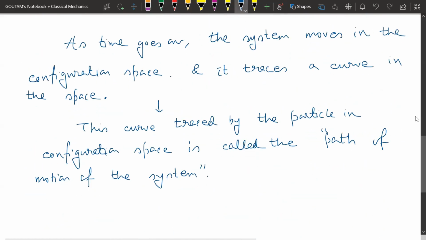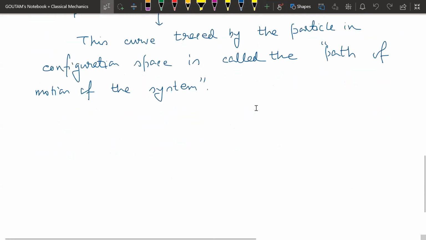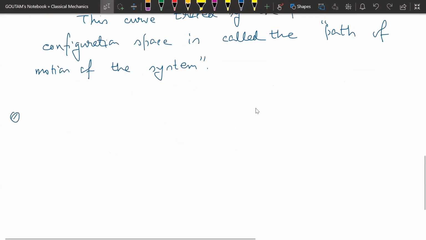Now let's define another thing, which is the monogenic system.